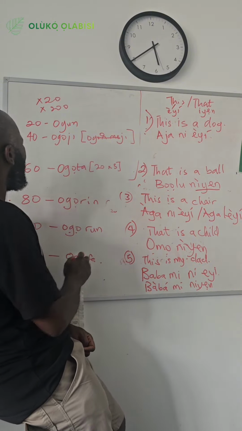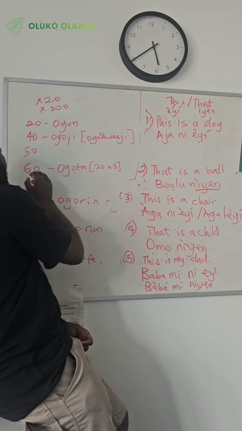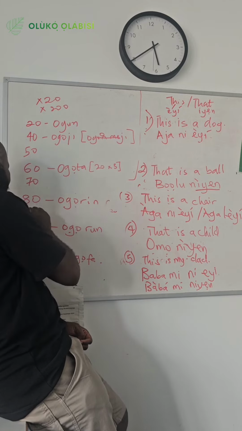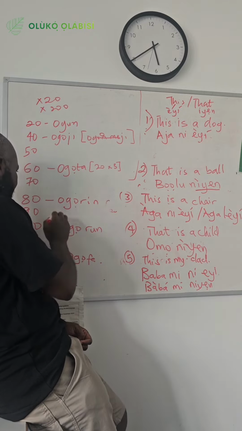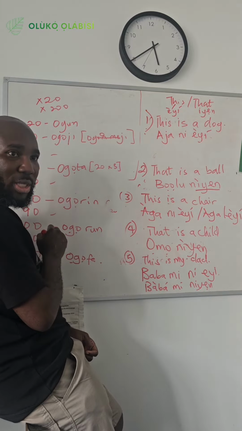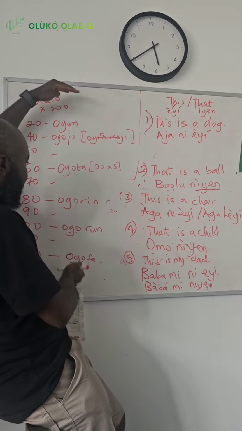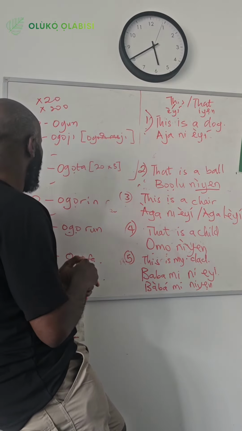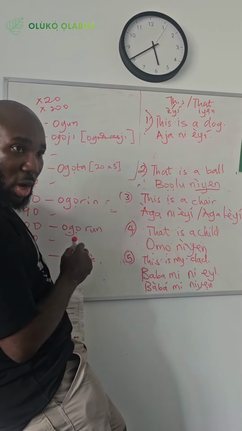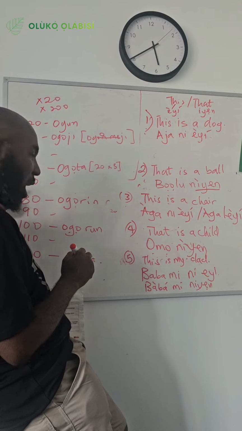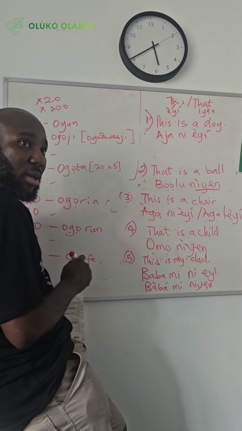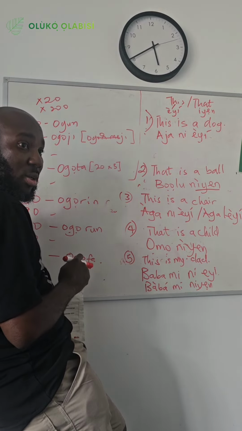Okay? Now, where is 50? Where is 70? Where is 90? Where is 110? We have known 40, ọgọ́ta, ọgọ́rin, ọgọ́rùn-ún, ọgọ́fà. Do you understand?